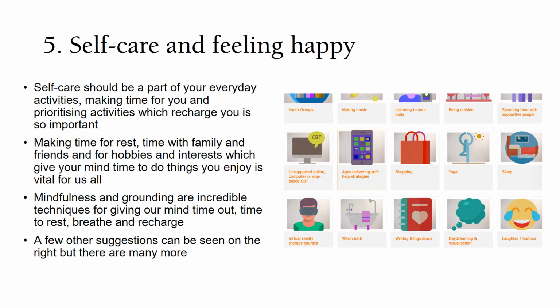Number 5 is about self-care and feeling happy. So self-care should be a part of our everyday activities. It probably is for a lot of people that perhaps just don't realise that they fall under this self-care umbrella. What this means is making time for you, prioritising activities which recharge you. This might include making time for rest, spending time with family and friends. Obviously this is tricky at the moment with the current guidelines, but as long as we follow these and socialise with those in our household, and then also use phone calls to speak to friends, making sure that we have time for hobbies and interests, things that you enjoy and gives your mind time to relax.